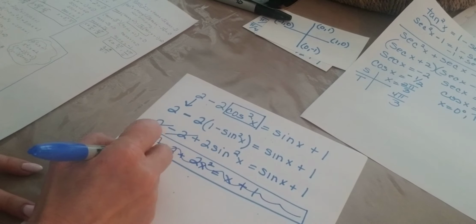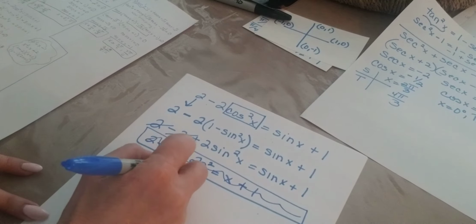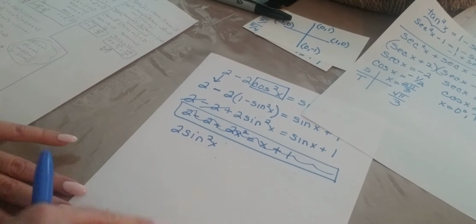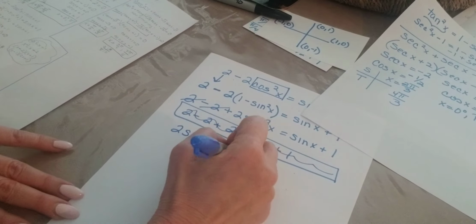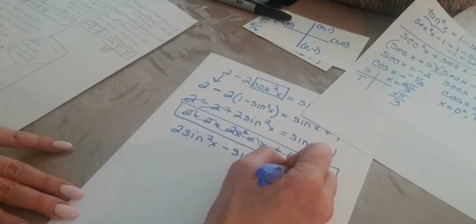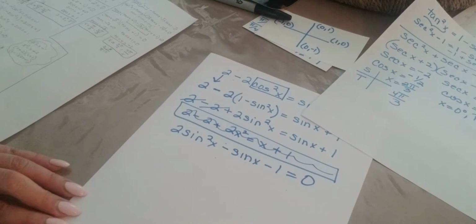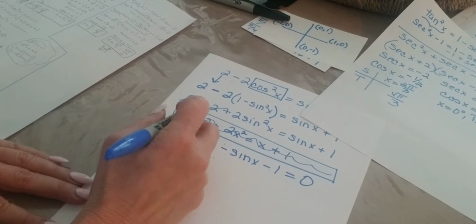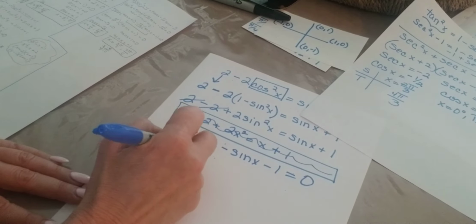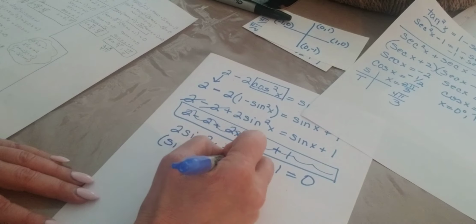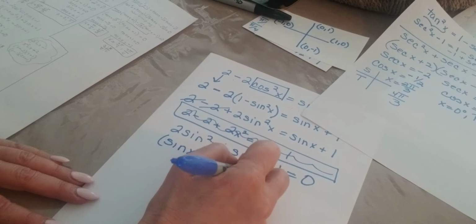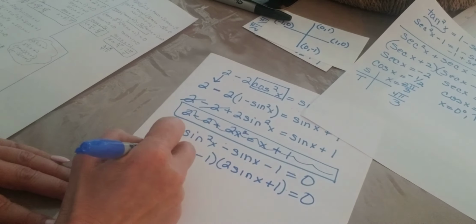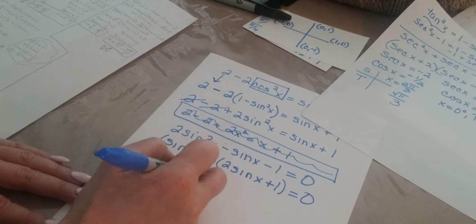So now I'm left with 2 sine squared x. I'm going to bring this to the other side. Let me move up so you can see. Minus sine x minus 1 equals 0. Here I'm going to do my little trick off on the side. When I do that, my final factoring is going to be sine x minus 1, 2 sine x plus 1 equals 0.